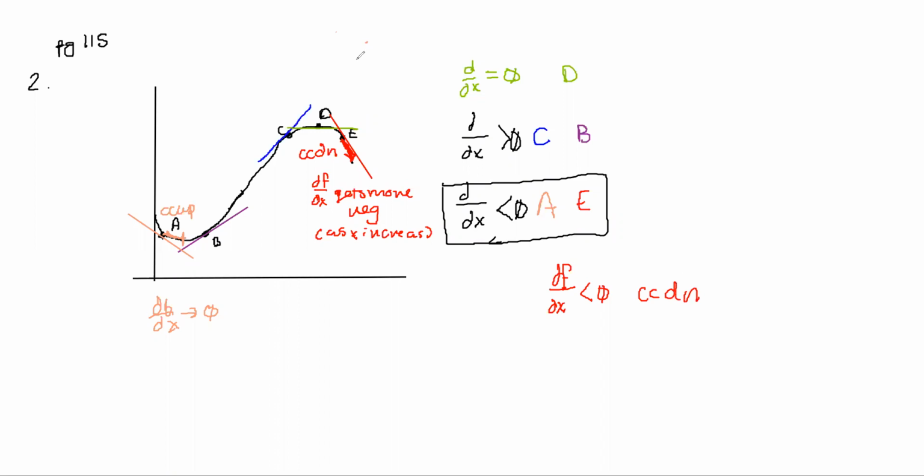It kind of makes sense as we're looking at this graph, because when we are sitting at point A, our derivative is approaching 0. So our derivative is becoming less and less negative, which indicates that our second derivative is going to be positive.